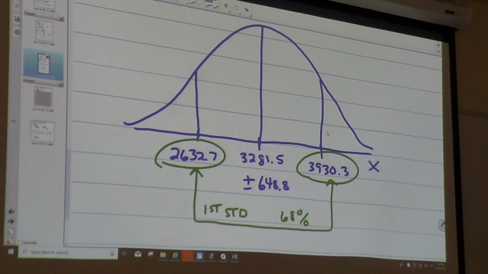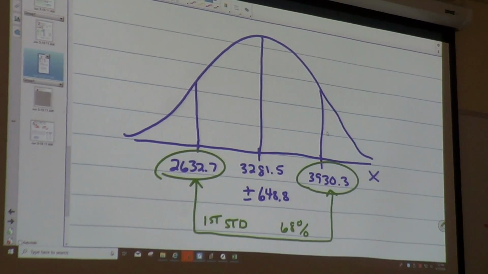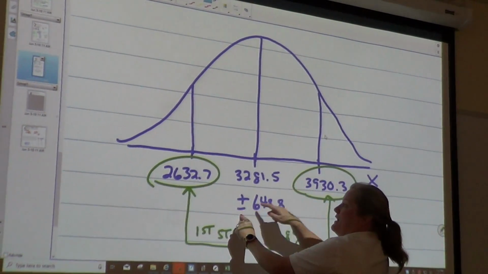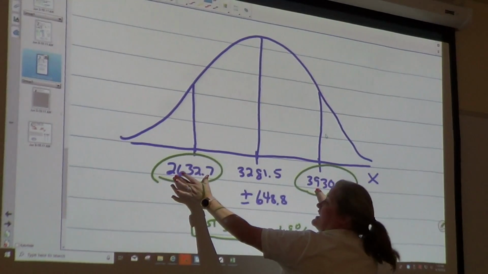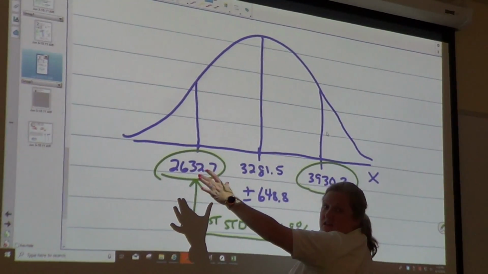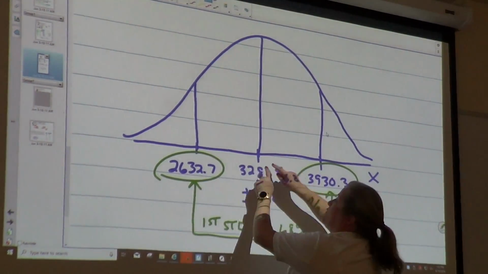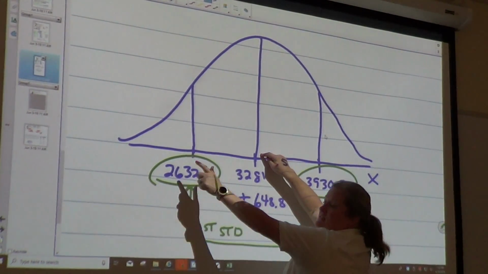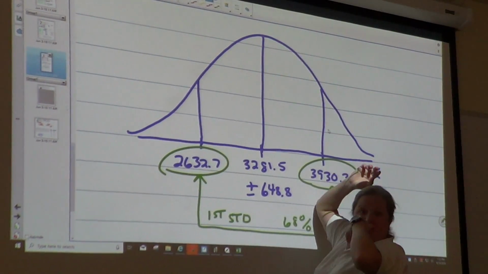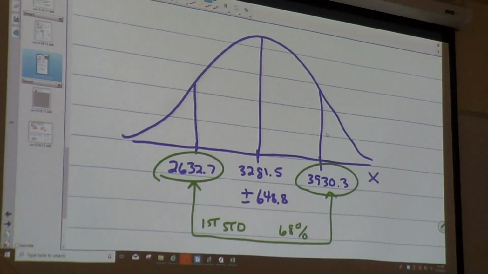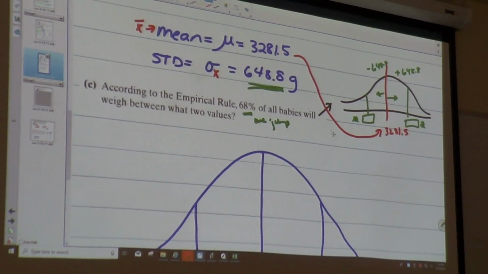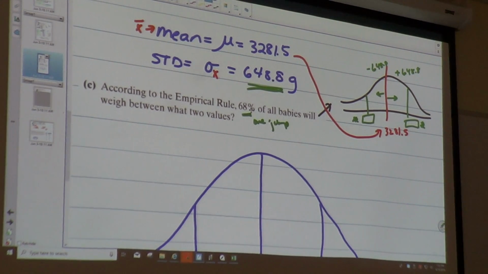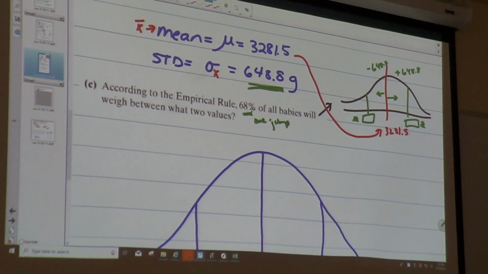So the mean was 3281.5, and this was your standard deviation. I would do this plus this to give me that, and this minus this to give me that. So 68% of the babies fall between this and this. Had it said 95%, I would have done this plus this and this minus this, because 95 would have been the two jumps. What was the question for that one again? It said what two values, so it wanted the actual data points, the actual values.